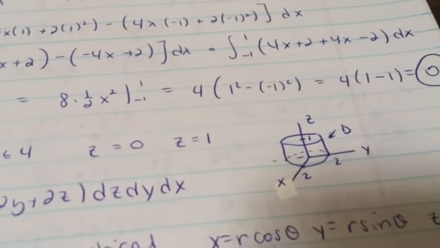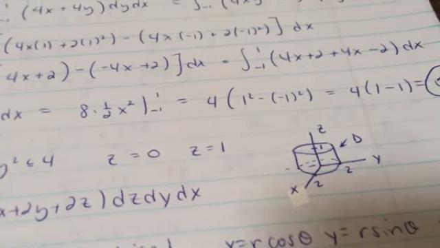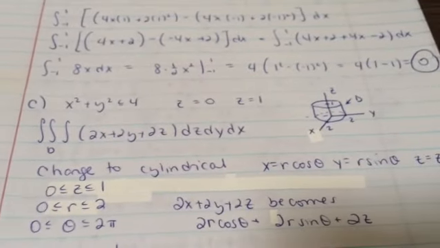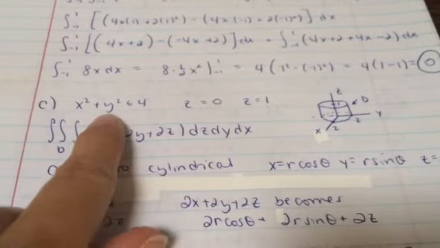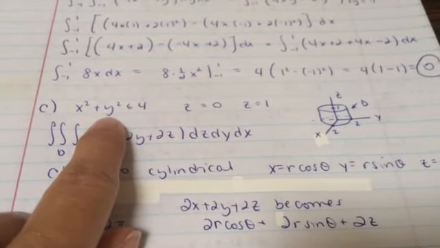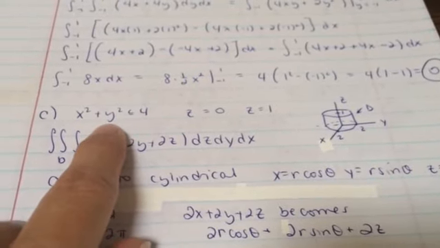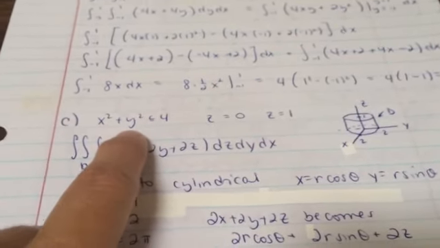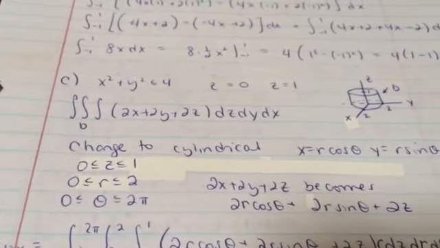And so here it just makes sense, because it's a cylinder, to change to cylindrical coordinates because it's going to be easier to work with it that way. If you don't change to cylindrical coordinates, then here you're going to have to solve this for y, and you're going to have y equals plus or minus the square root of 4 minus x squared, and that's just a pain. So it's easier to switch to cylindrical.